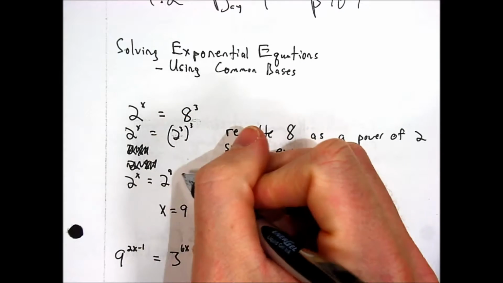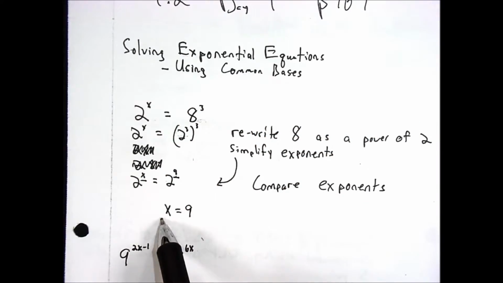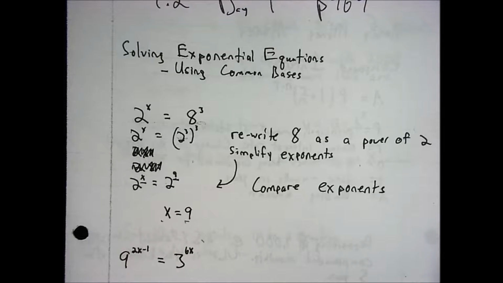Okay, in order for this to be true, our exponents have to be the same. So x equals 9. Okay, that's a pretty basic, pretty easy type of problem, but we still had to start somewhere. Alright.